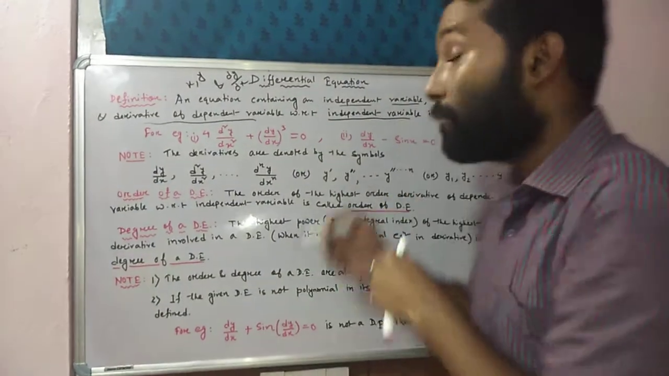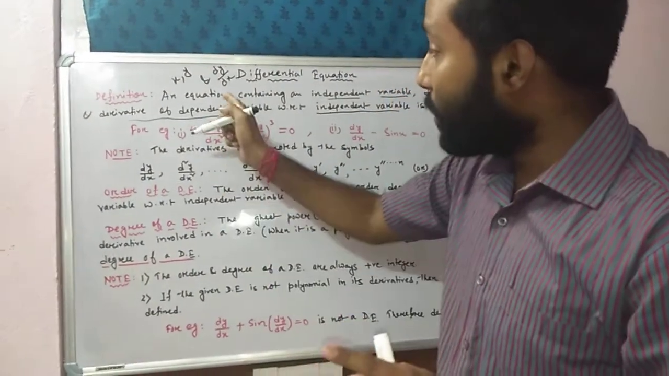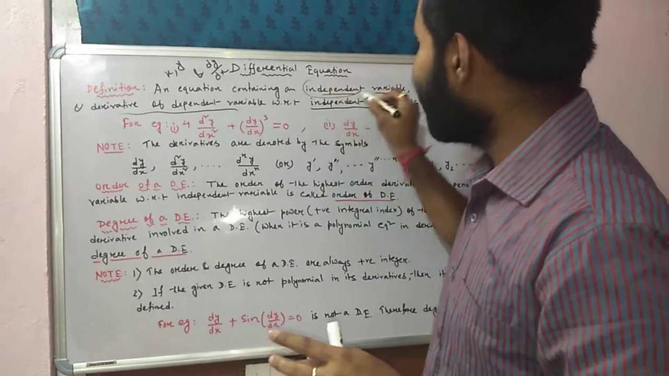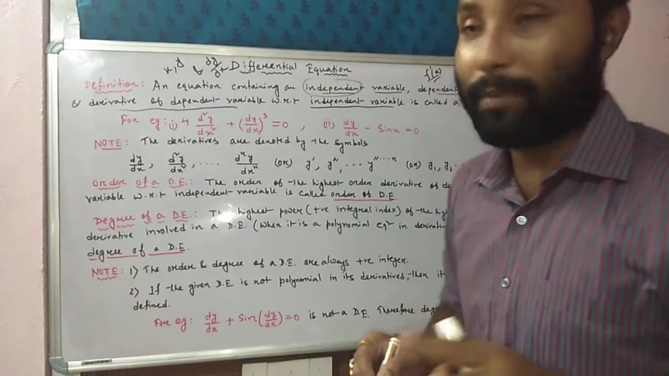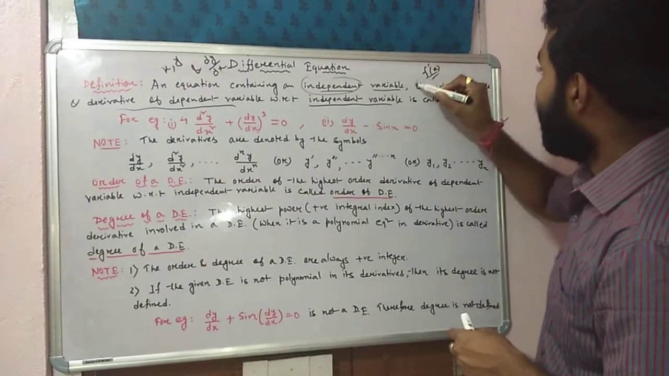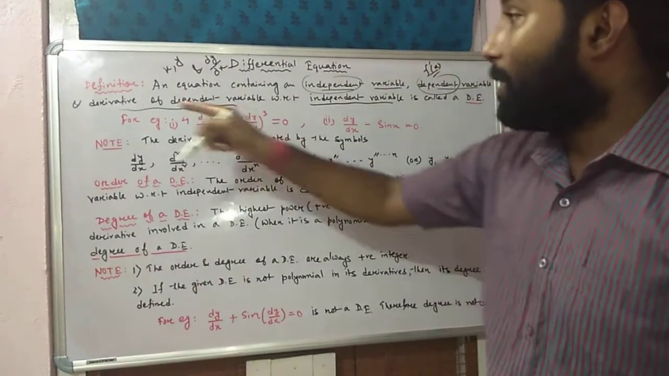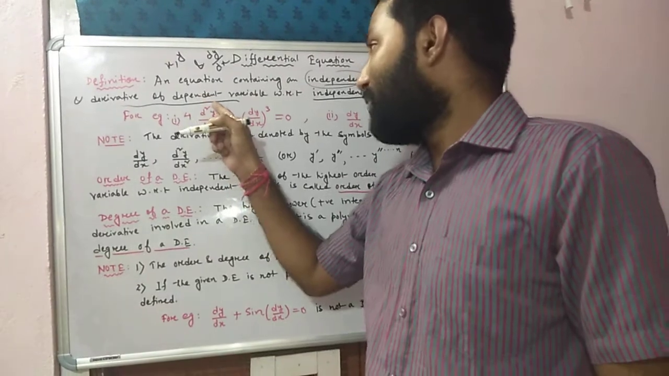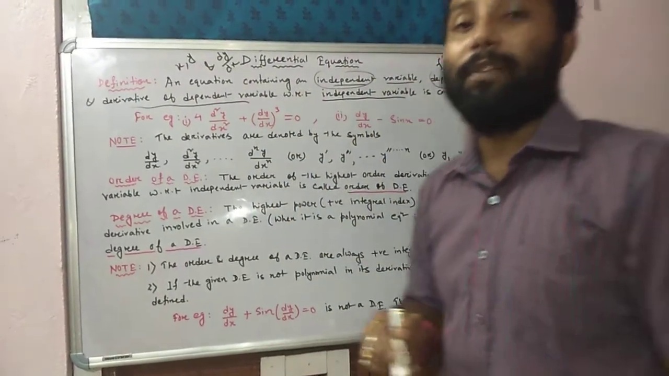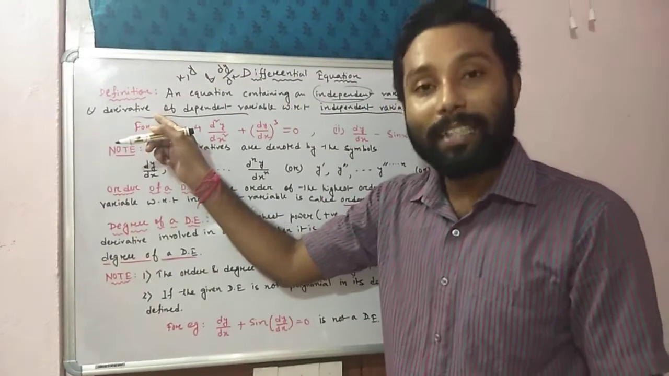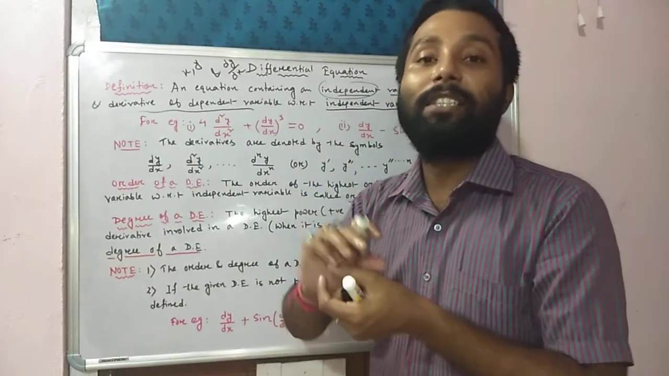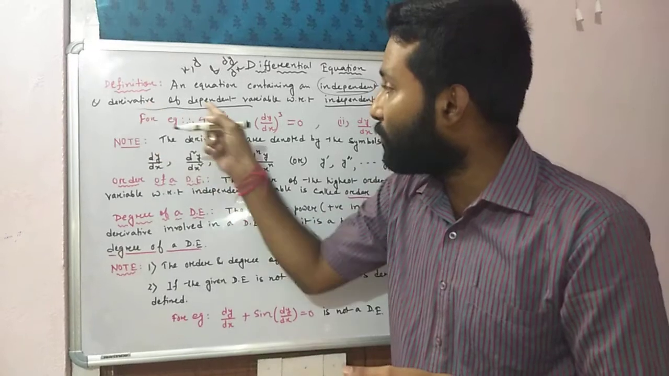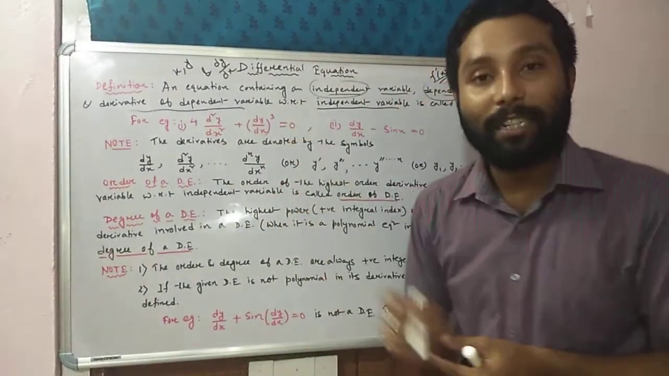तो differential equation का meaning क्या है? An equation containing an independent variable. I will tell you which one is independent variable and which one is dependent variable. Dependent variable and the derivative of dependent variable with respect to independent variable. ये कंपल्सरी रहना ही चाहिए, तो फिर जाके बोल सकते हैं कि वो इक्वेशन डिफरेंशियल इक्वेशन है. That means derivative of dependent variable with respect to independent variable.